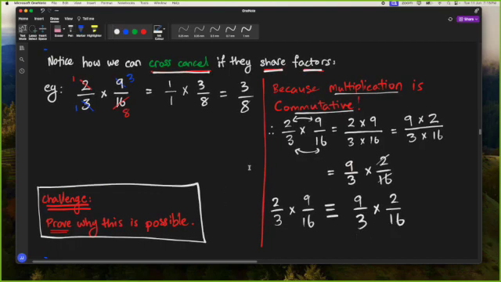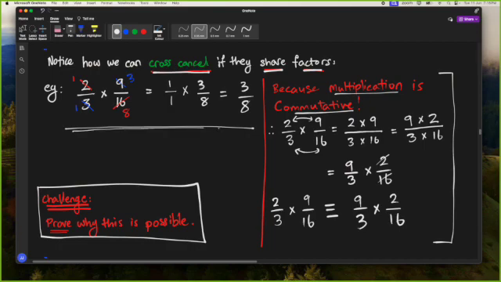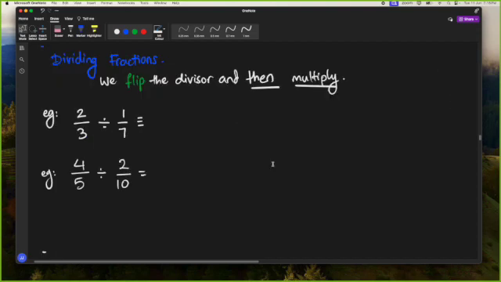So all of this explanation is really just for you to understand why this works. But this here is really what we're talking about, that you can cross cancel things when you're multiplying, right? And this is the reason why. So I'll just leave it up there for a little minute. So we talk about multiplying fractions. You just multiply your numerators and your denominators.